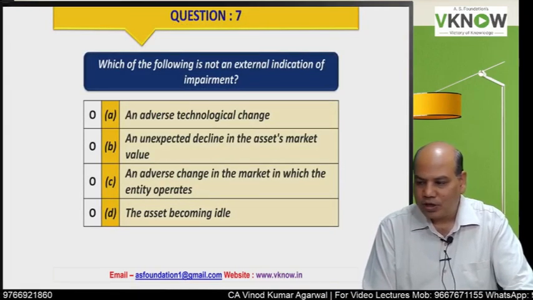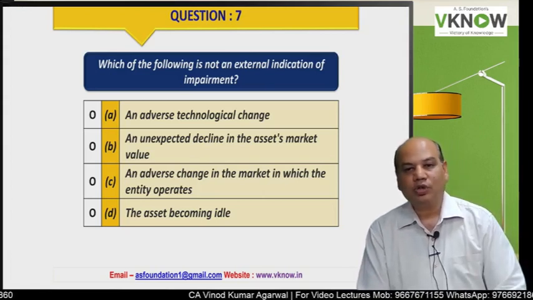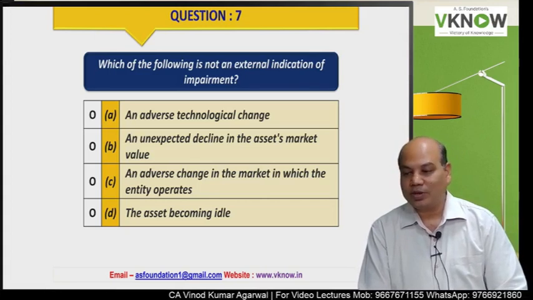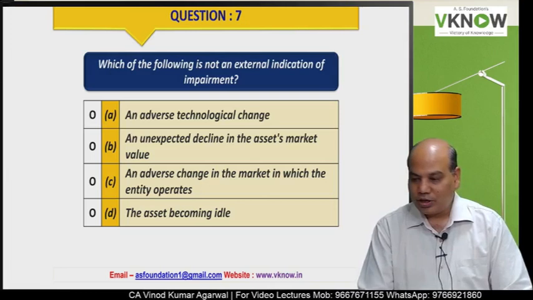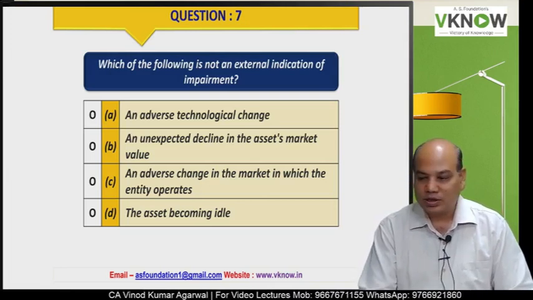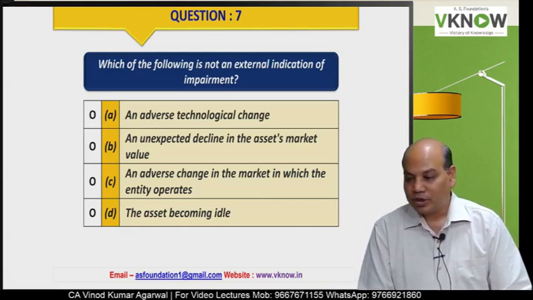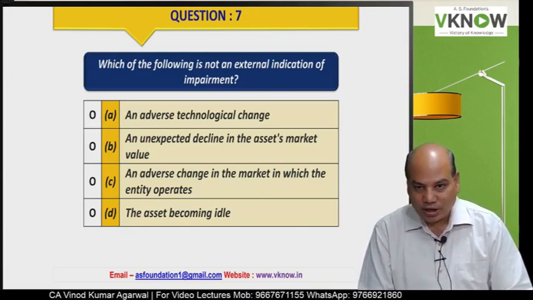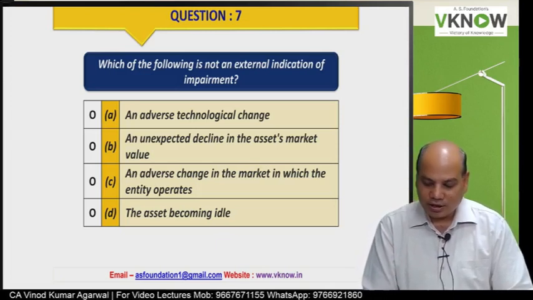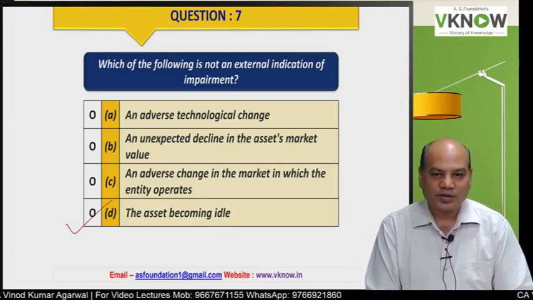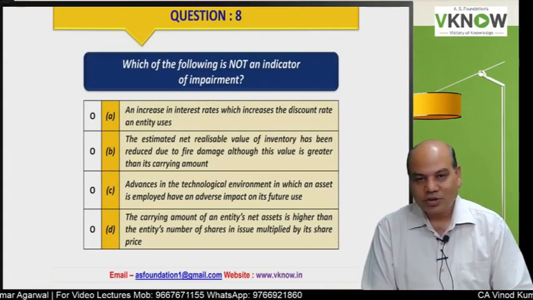Which of the following is not an external indicator of impairment? Not an external indicator of impairment. Technological change, external indicator. Decline in asset's market value, external indicator. Adverse change in market in which the entity operates, external indicator. But the last one, the asset becoming idle, is an internal indicator. So the correct answer is D. One more chance. Question number 8.